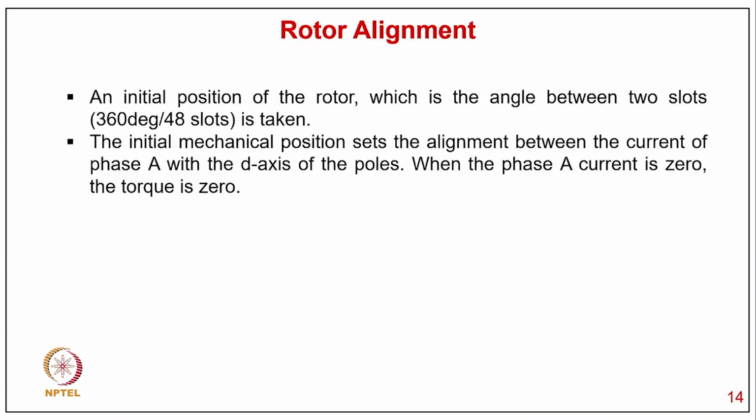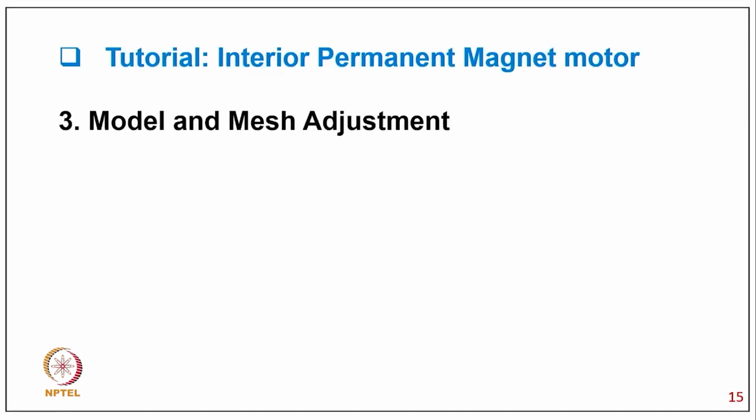For the initial position of the rotor, the angle between two slots, 360 degree by 48, is taken, and the initial mechanical position sets the alignment between the current of phase A and the d axis of the pole. When the phase A current is 0, the torque is 0.